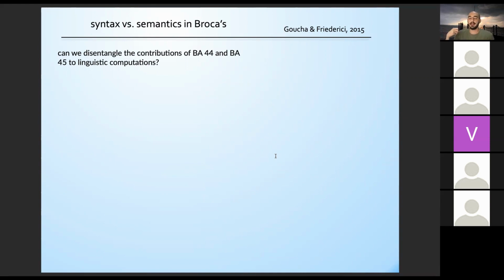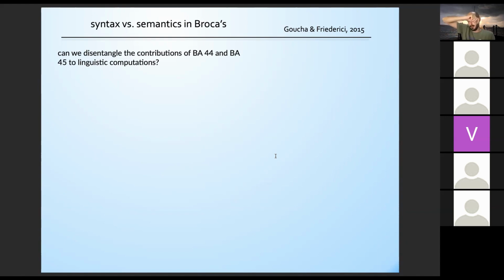Right, so the question of this paper was this: can we disentangle the contribution of BA44 and BA45 to linguistic computations, right? So if you remember, BA44 and BA45 compose Broca's area. And in the previous experiment, in Zaccarella's experiment, we saw that we had a peak of activation for sentences with a verb in BA45, whereas a peak of activation for phrases, prepositional phrases, in BA44, okay?